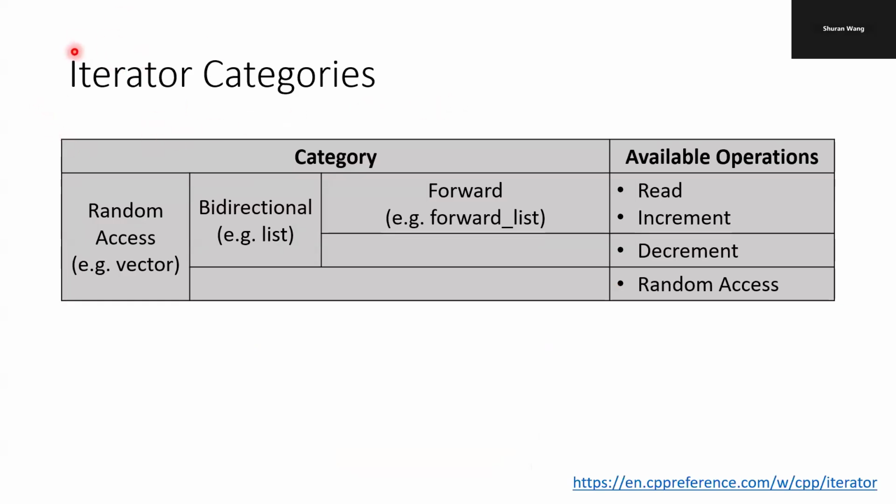So the iterator categories are then random access, like vector. We can do all of dereferencing, ++, --, and + 5. Bidirectional, like a doubly linked list, we can do dereferencing, ++, and --. Forward only, like a forward linked list, we can do dereferencing and ++, not --. These are just simply not defined for the iterator class.